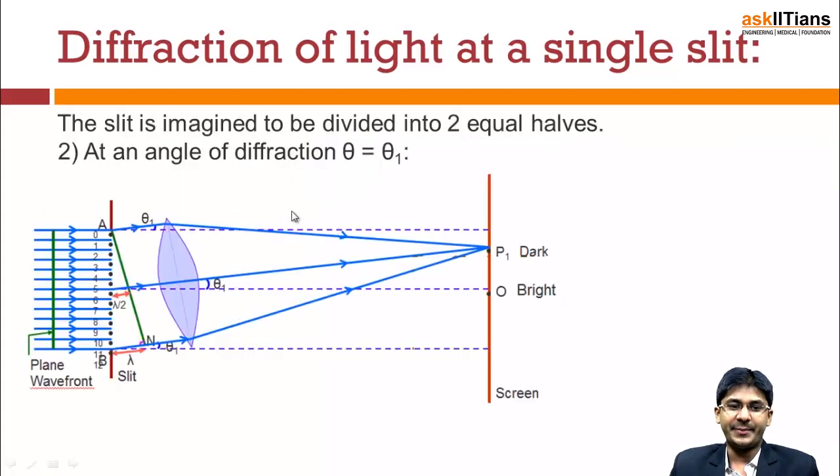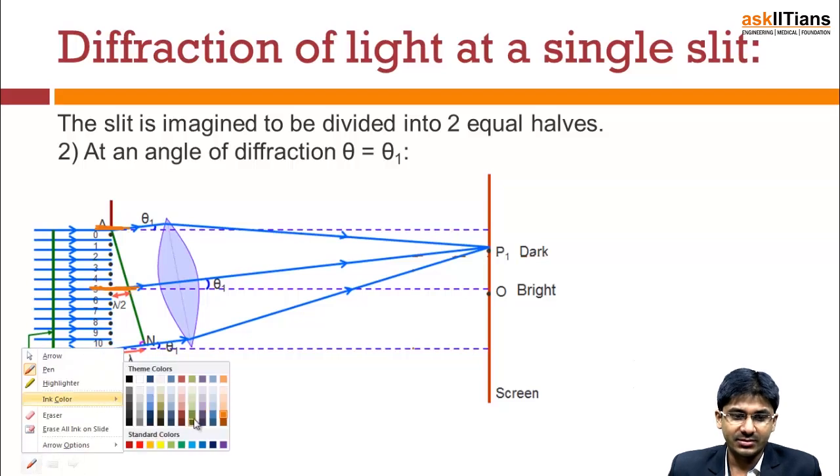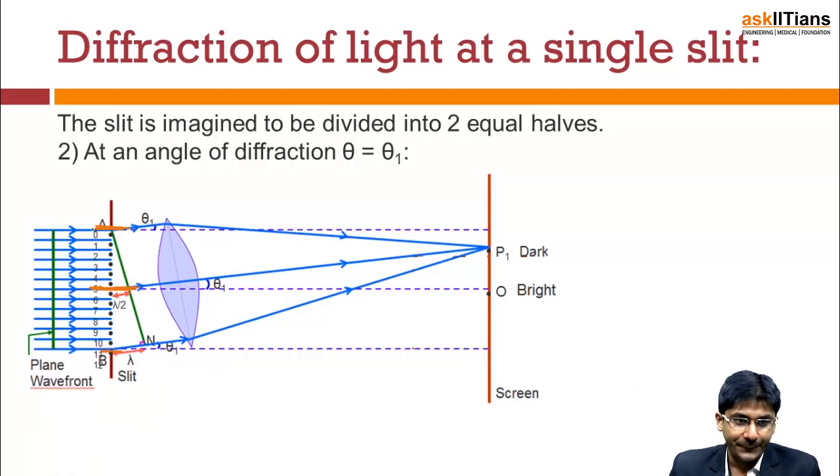Now what will happen in the diffraction of light at a single slit? This is a single slit. We assume that this slit is divided into two halves like this. Now let us analyze the situation. We have considered it to be divided into two halves, and we try to consider a point P1.